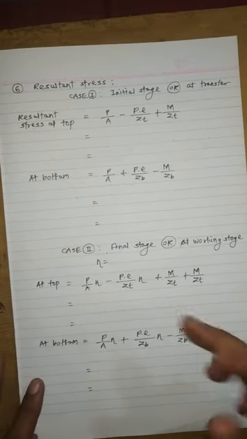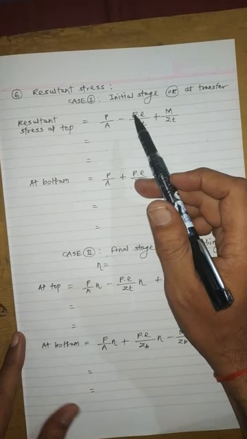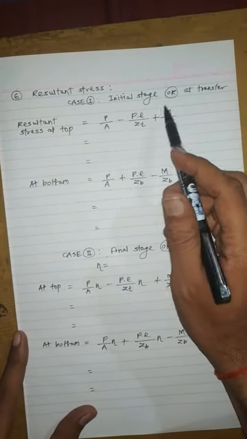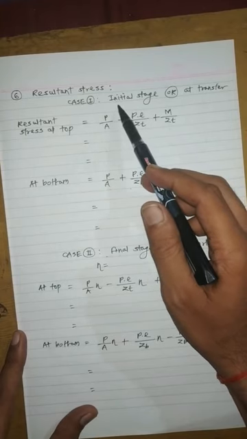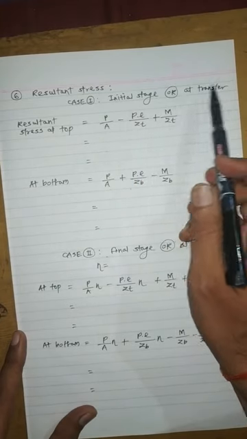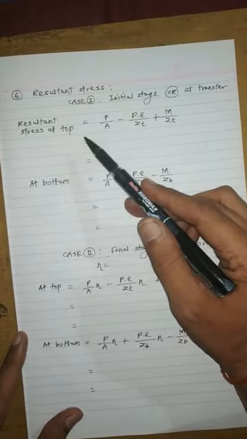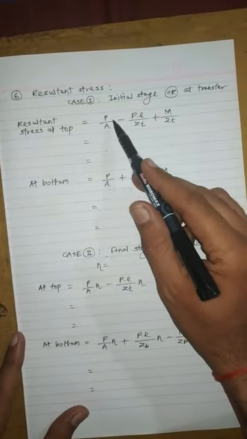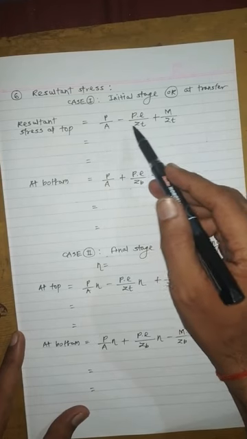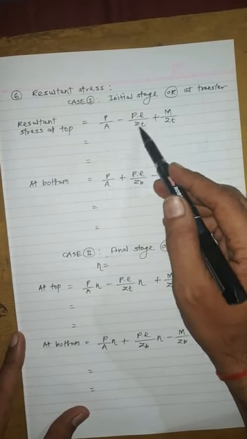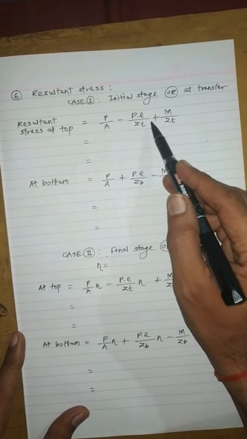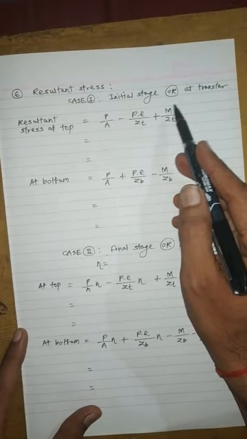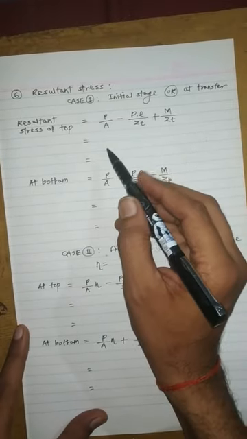Then step number 6, to find resultant stress. In the problem it is mentioned find resultant stresses at various stages. So first, for initial stage or at transfer, resultant stress at top. We know the equation of resultant stress at top equal to P divided by A, that is direct stress, minus P into E divided by ZT, that is eccentric stress, plus M divided by ZT, which is due to maximum BM of dead load.